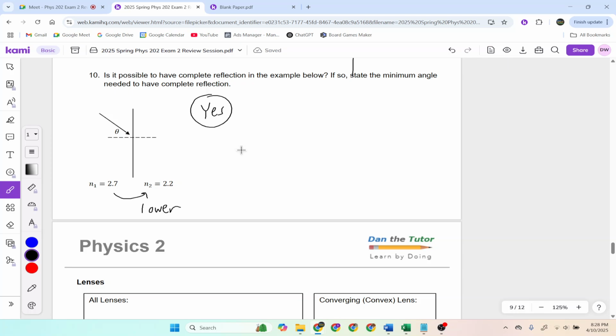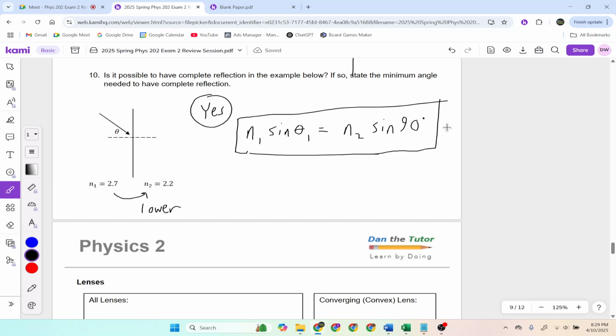Well, then how do I find it? So here's how you find the critical angle for complete reflection. n1 sine theta 1 equals n2 sine 90. This is always the equation specifically for the critical angle. And now we just plug in. So n1 is 2.7 times sine of theta 1. You're solving for theta 1. We don't know theta 1. Equals 2.2, and then the sine of 90 is just 1.